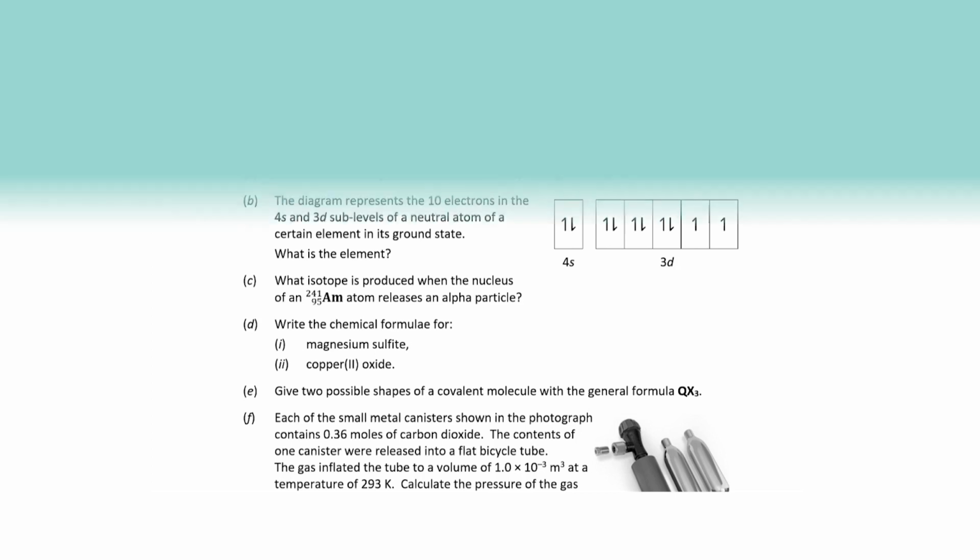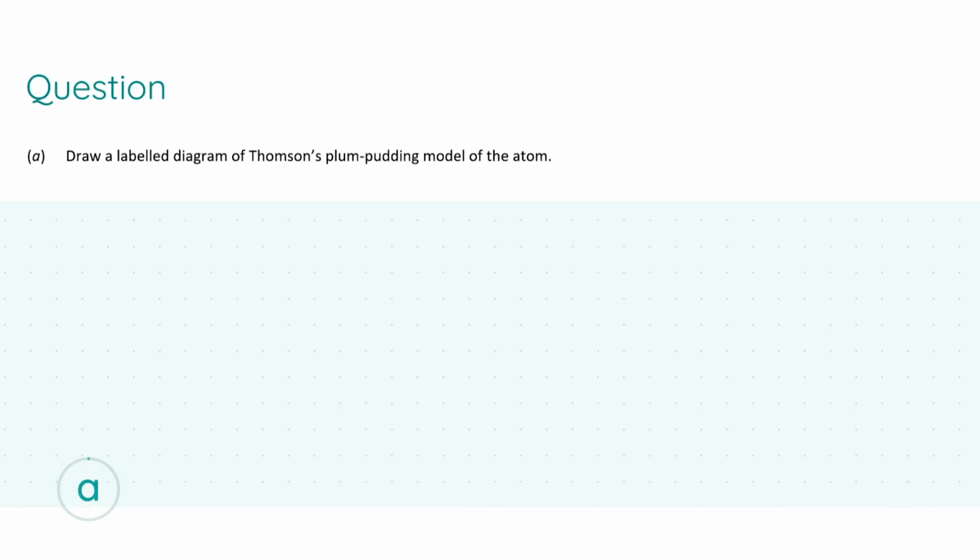So let's get started. In this question we're asked to draw a labelled diagram of Thomson's plum pudding model of the atom. This is a question that often comes up in the short question section, so it's good to know this and to know exactly how you're going to get your marks. So what you're going to want to draw is a positively charged sphere with negatively charged particles embedded at random within. It should look something like this.